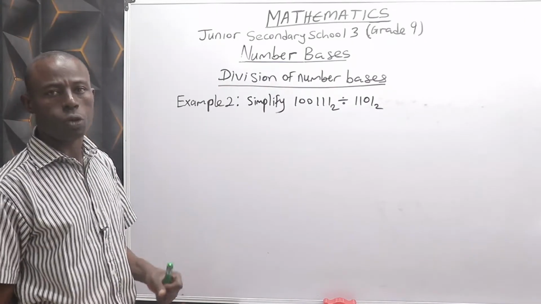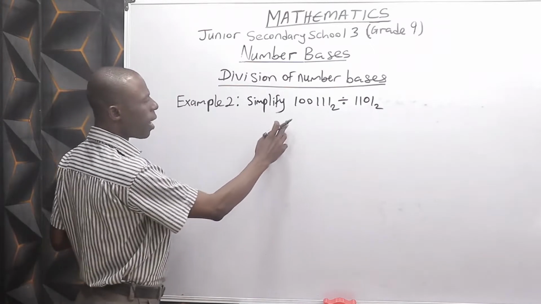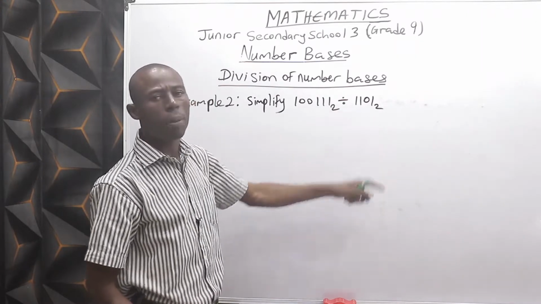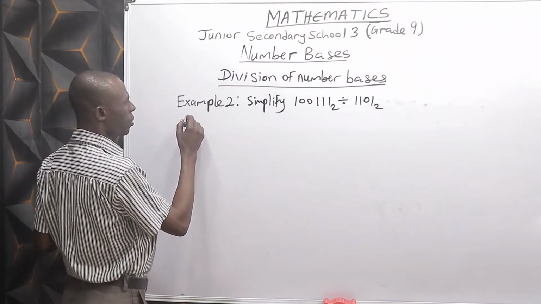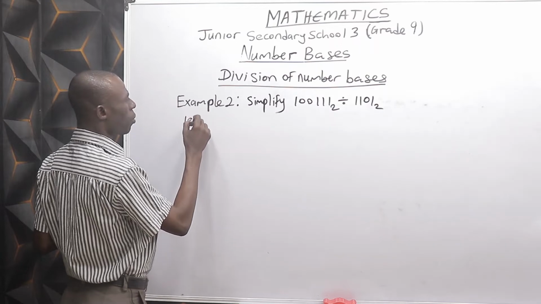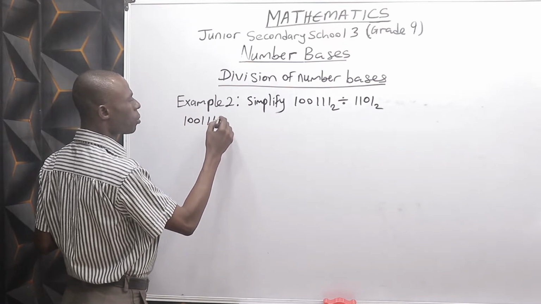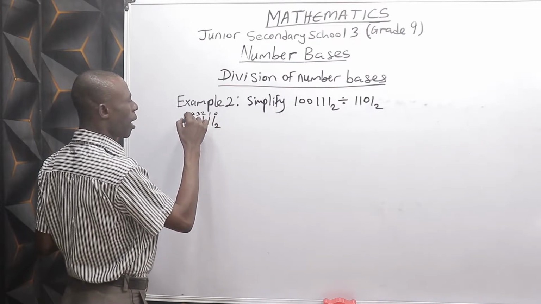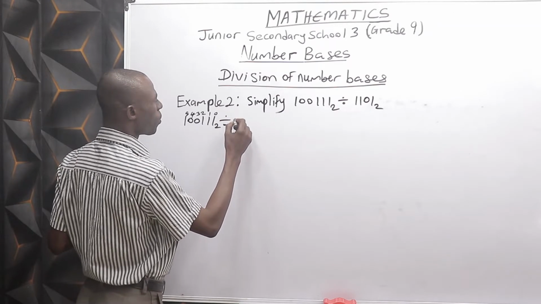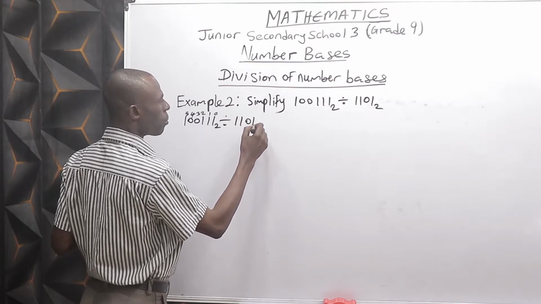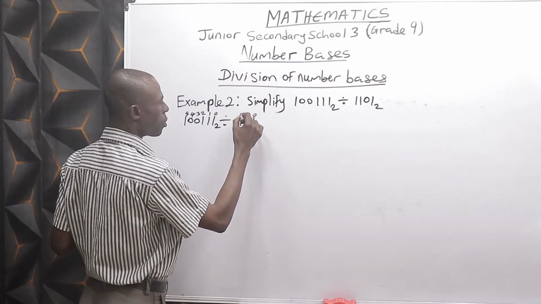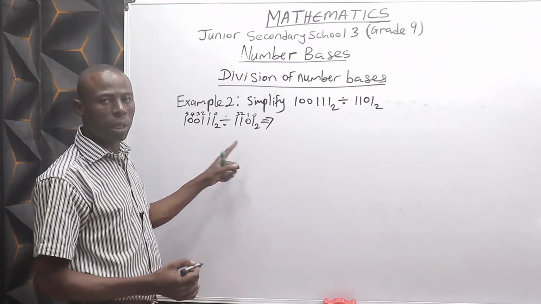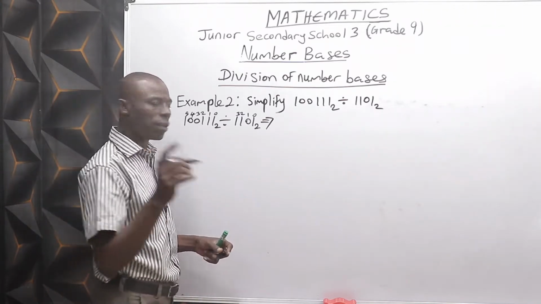Let's consider example 2. Simplify 100111 base 2 divided by 1101 base 2. So that is 100111 base 2, I put 0, 1, 2, 3, 4, 5, divided by 1101 base 2, I put 0, 1, 2, 3. I want to convert each of the numbers to base 10 for easy division.